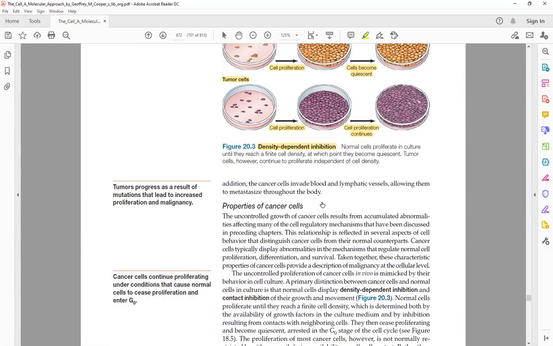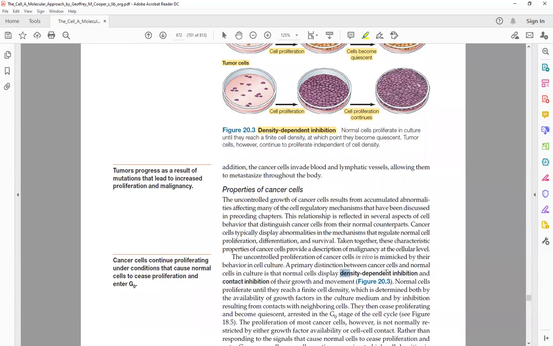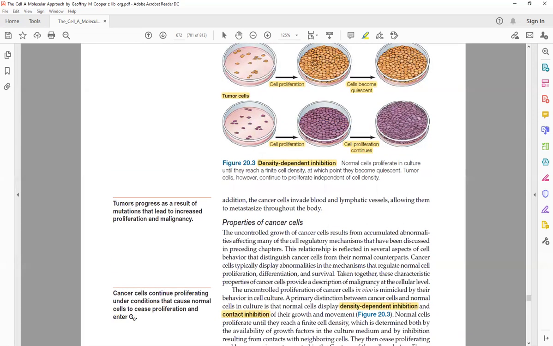Next, properties of the cancer cells. I have already told you about the density dependent inhibition. They have no contact inhibition. Cancer cells never undergo any contact inhibition. Normal cells have contact inhibition. When they come in contact, they completely halt their proliferation, whereas cancer cells undergo proliferation.